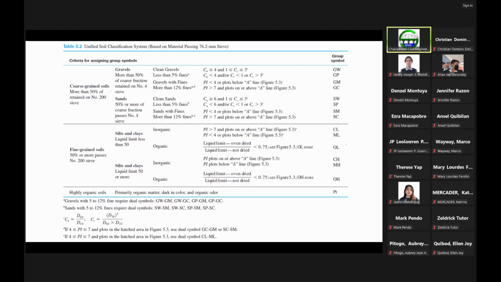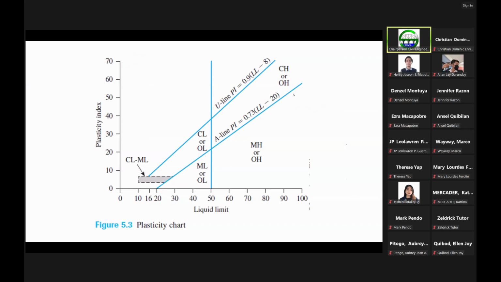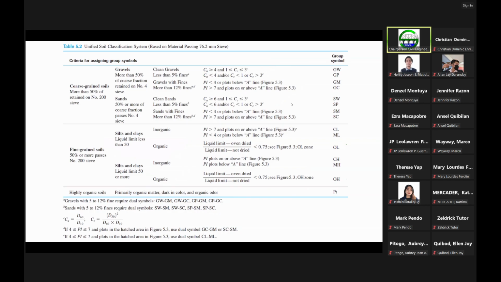In the case of inorganic material, you have here the PI. If the PI is greater than 7 and plots on or above the A line of the plasticity chart, then we call it a low plasticity clay, C meaning clay, L meaning low plasticity. Now, if the PI is less than 4 or plots below the A line in the plasticity chart, then we call it ML, the low plasticity silt. M means silt.